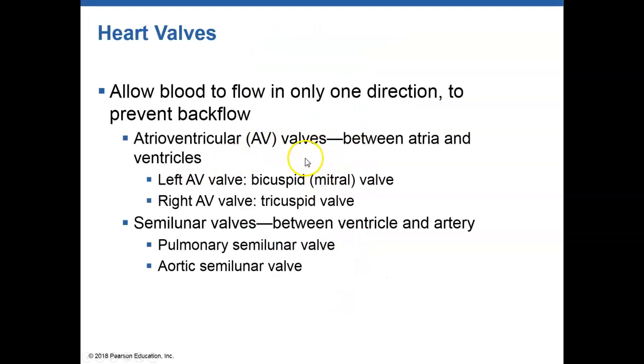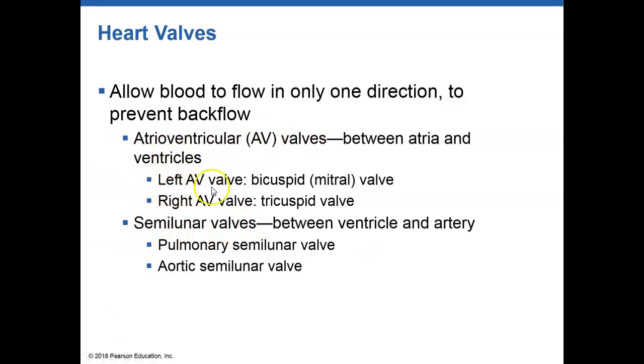The heart valves allow for blood to flow in one direction, so we don't have blood flowing from the atria to the ventricles and then back to the atria again. And then we also don't have blood flowing from the ventricles out into our blood vessels and then back again. So we have AV valves and we have semilunar valves that protect us.